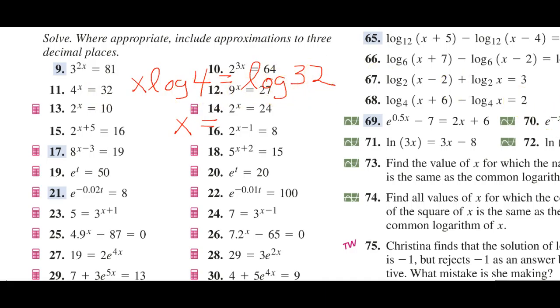Now how do we get our answer? How do we get x by itself? Well, we're going to divide both sides by the log of 4. When you put that into your calculator, it comes out 2.5. So you might try it. Put 4 caret 2.5, and that gives you 32. I tried it on my calculator and it works.